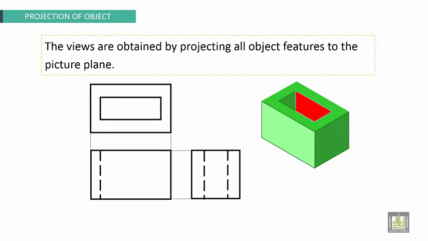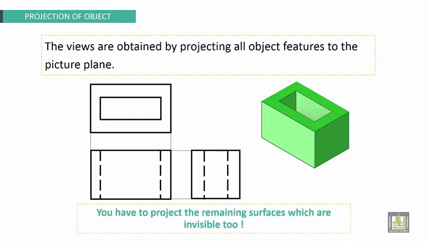We'll continue with the dashed line. And this is the representation of this object. You have to project the remaining surfaces, which are invisible too. All invisible surfaces are represented by dashed lines here and here.